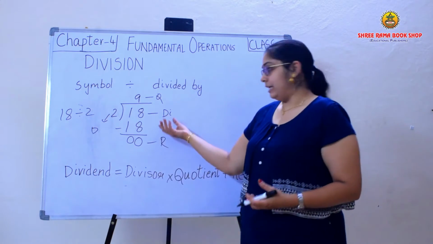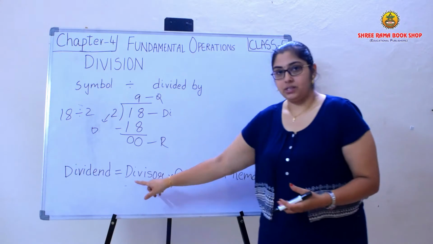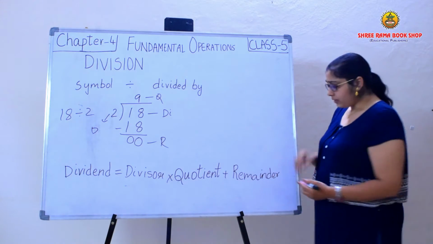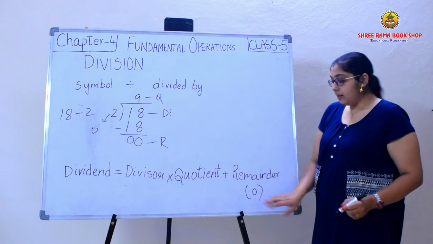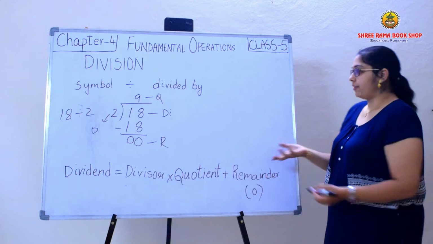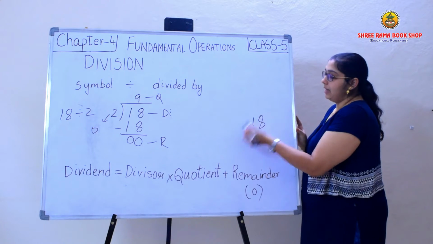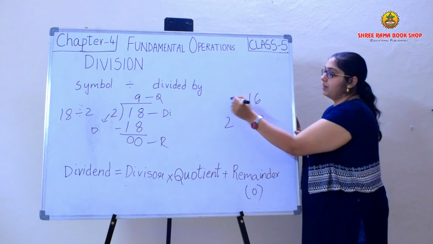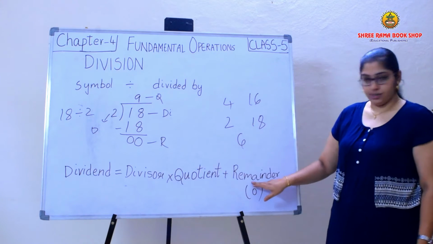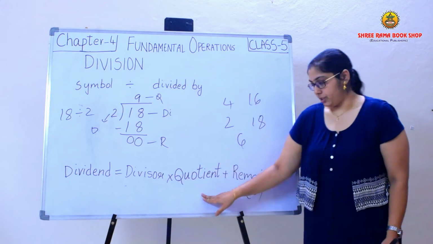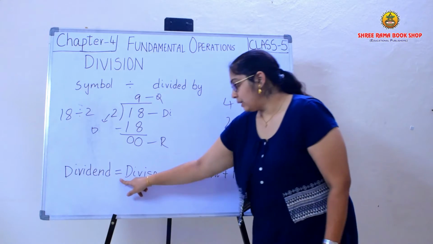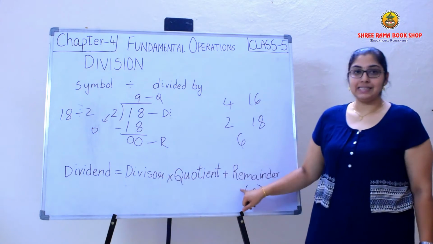Now basing on all these words, we have a statement to verify our division. This is nothing but dividend is equal to divisor into quotient plus remainder. But if the remainder is 0, there is no need of writing this plus remainder. If I get any other number, for suppose if I divide a number, I am getting 18 as remainder, or 2, or 16, or 4, or 6 as remainder, what will I do? I need to add this number over here after multiplying the divisor and the quotient. But if the remainder is 0, there is no need of adding remainder. Dividend is equal to divisor into quotient plus remainder.